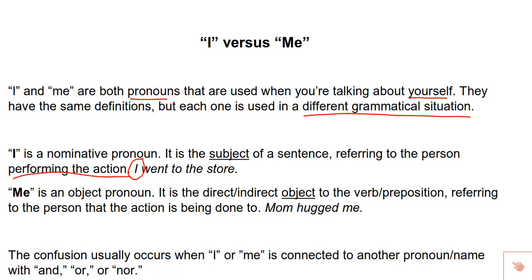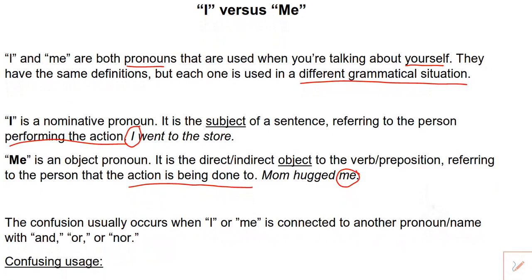On the other hand, me is an object pronoun. It's the direct or indirect object of the verb or preposition, which means it refers to the person that the action is being done to. In this example, "Our mom hugged me." Me is who is receiving the action of the hug. In general, in cases like this, knowing when to use I or me is pretty simple.